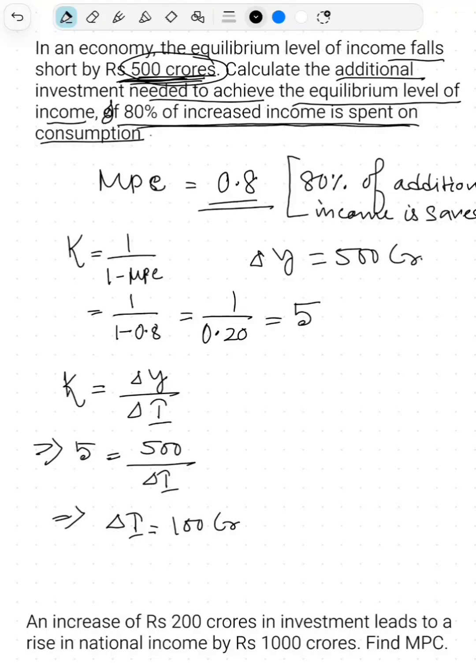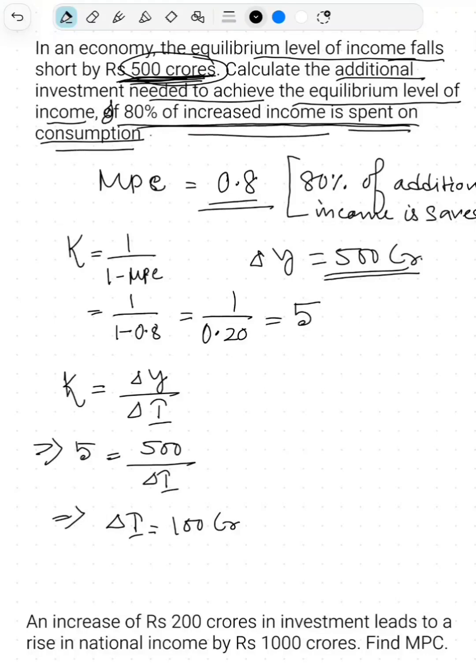So again, I am repeating. The equilibrium level of income falls short by 500 crores. Therefore, falls short basically means decreased by 500 crores, so the change in income, you have to consider it as 500 CR. Calculate the additional investment needed to achieve the equilibrium level if 80% of increased income is spent on consumption.